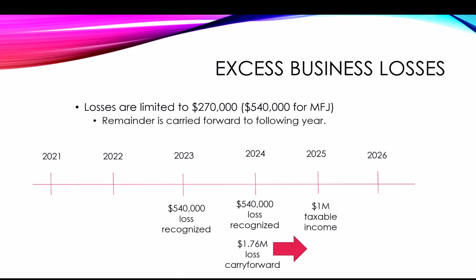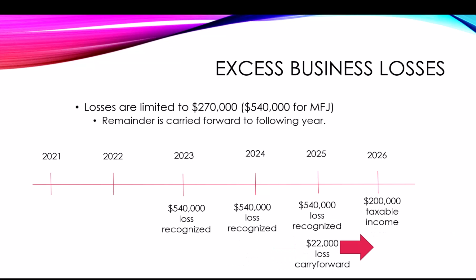Continuing our example, if the taxpayers make $1 million worth of taxable income in 2025, then they will again use that loss carry forward to completely offset the $1 million income, and then they will be able to recognize an additional $540,000 worth of loss in 2025. This would leave them with a $22,000 loss carry forward. Let's assume that in 2026, they generated $200,000 worth of taxable income. In this case, they'll use the remaining $22,000 loss, and they'll offset that against the taxable income so that the business would only report a net taxable income of $178,000.